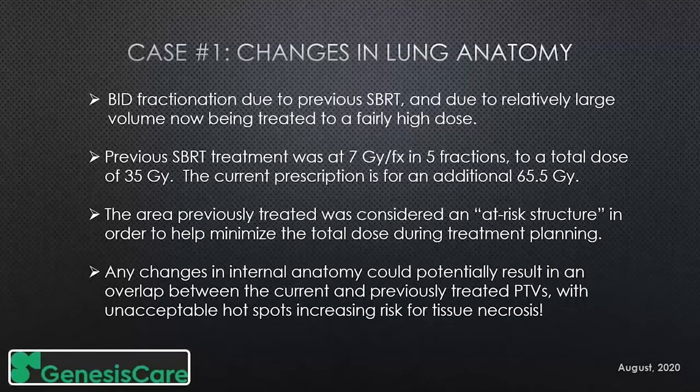The area previously treated was considered an at-risk structure because we needed to make sure that we minimize the total dose to prevent necrosis in the patient's lung. Any changes in internal anatomy could potentially result in an overlap between the current and previously treated PTVs with unacceptable hotspots, increasing risk for tissue necrosis.